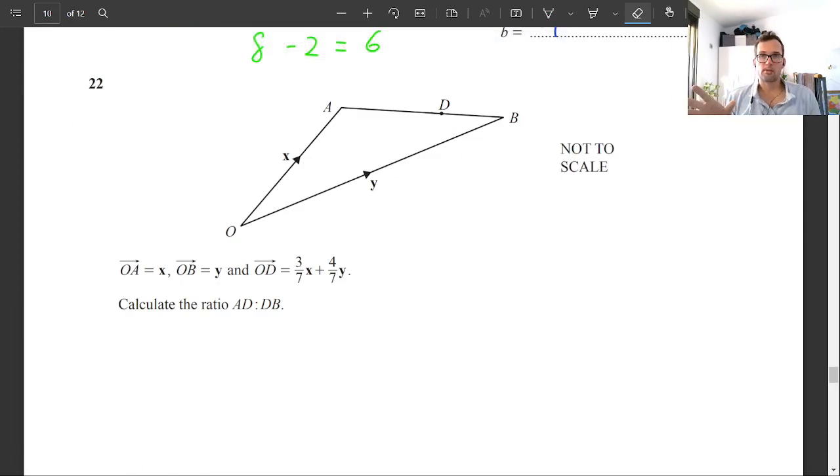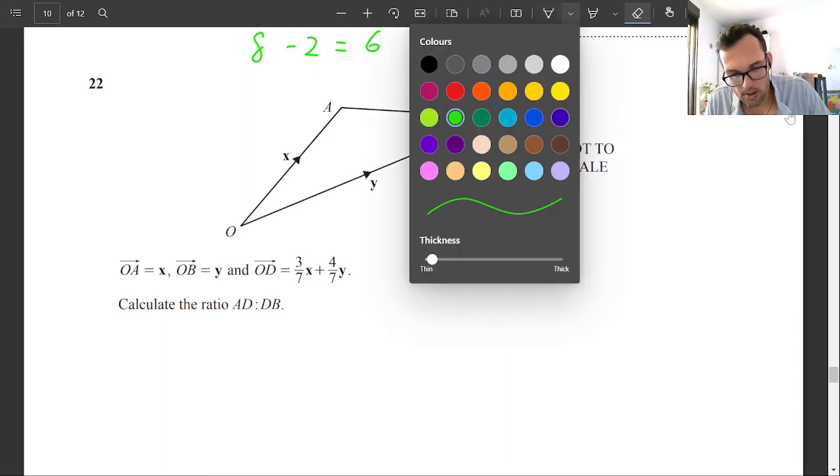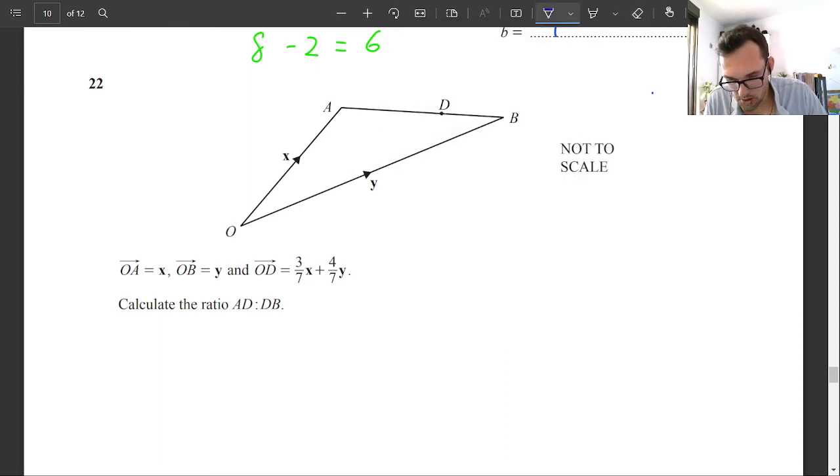Right, vectors, take it slow, believe in yourself, and you can do this. Okay, so first of all, let's look at the information. We got OA is x, OB is y, and then OD, let's put that in, OD. Okay, OD has direction, and this direction is 3 over 7 x plus 4 over 7 y. Okay, calculate the ratio AD to DB.